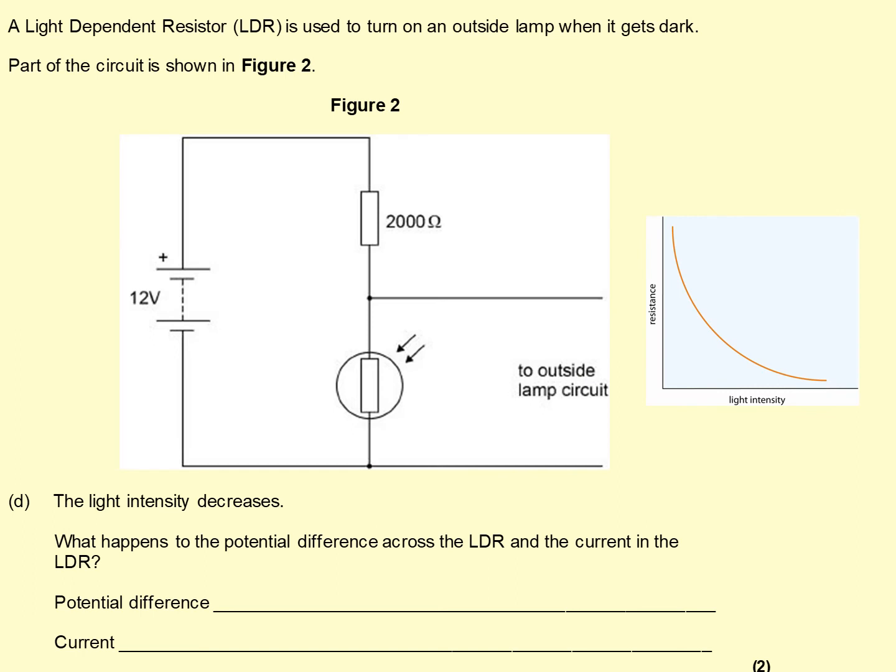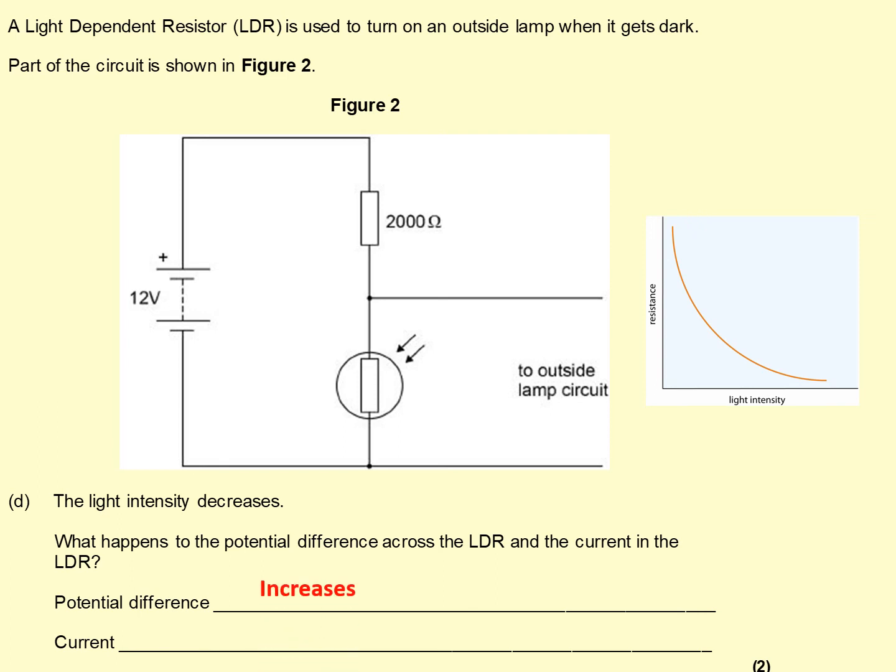Final question. Now this is looking at a light-dependent resistor, and on the right-hand side I've included the graph just to remind you of the relationship of a light-dependent resistor. So again, as light intensity increases for a light-dependent resistor, the resistance of it drops off. So the light intensity decreases, not increases, but decreases. What happens to the potential difference across the light-dependent resistor and the current in the LDR?